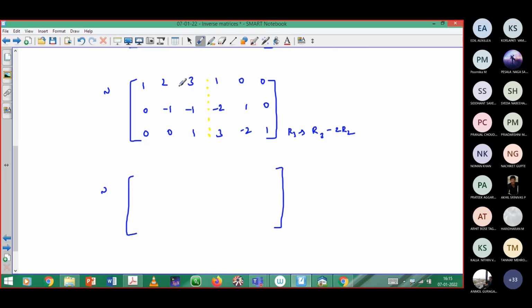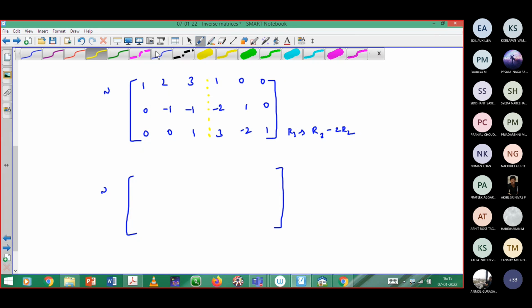Gauss-Jordan method. Very good. So you have to extend the process of Gauss-Jordan elimination. First I can write R2 gives R2 into minus 1. So 1 2 3, 1 0 0, 0 1 1, 2 minus 1 0. Next 0 0 1, 3 minus 2 1.